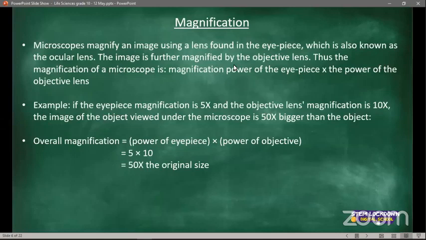So if you have the eyepiece magnification that is 5 times and the objective lens magnification that is 10 times, then the overall magnification will be the power of the eyepiece multiplied by the power of the objective, which is 5 multiplied by 10. It will give you 50 times the original size. So 50 is your magnification, which will be bigger than the object, obviously. So that will be what you'll be seeing, because microscopes magnify an image.